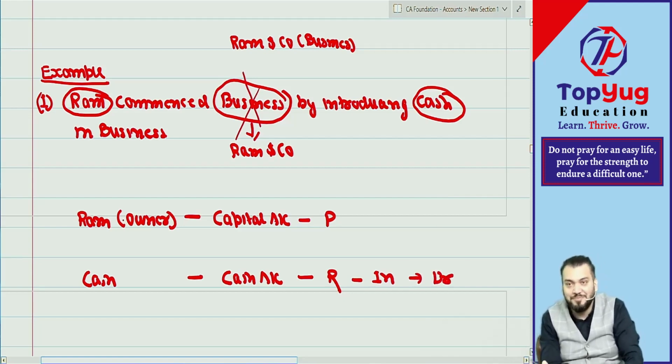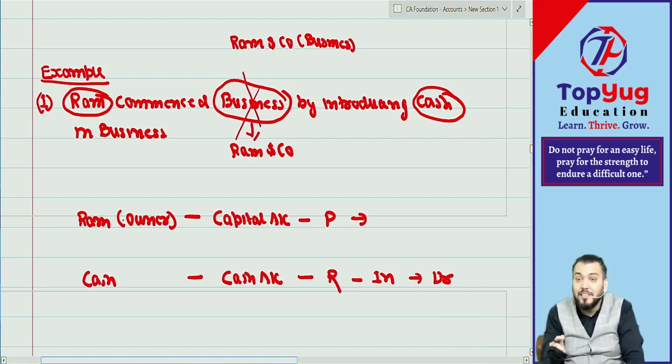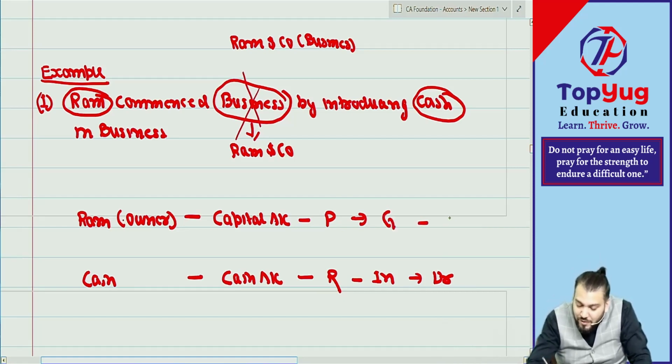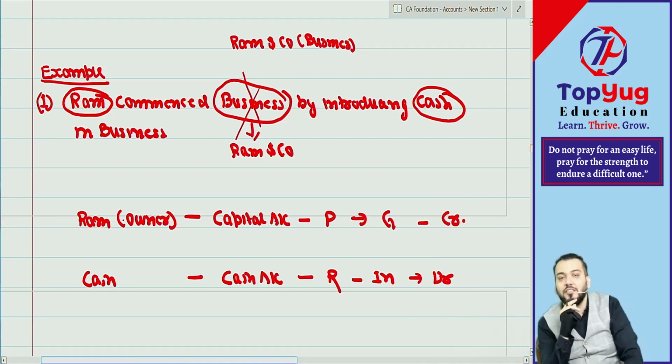Now let us think about Ram. Ram is a personal account. What is the rule? Debit the receiver and credit the giver. So is Ram the receiver or giver to the business? Giver. Giver means credit. Understood. Done.